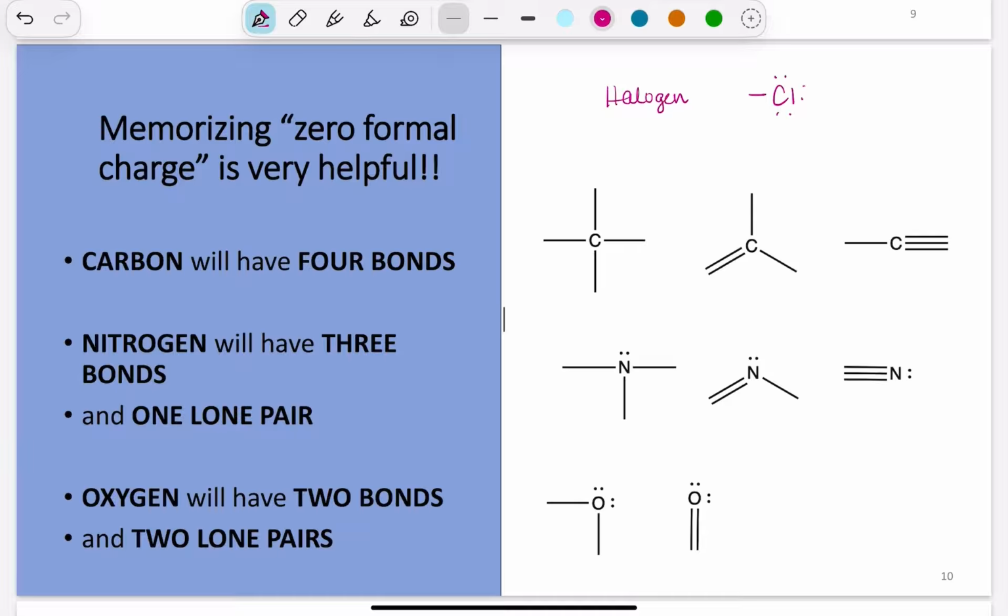But if carbon has 4 bonds, 0 formal charge. Carbon wants 4 bonds, always. It doesn't mean it always can have it. Sometimes it will have a lone pair, but carbon would prefer 4 bonds. That could be 4 single.